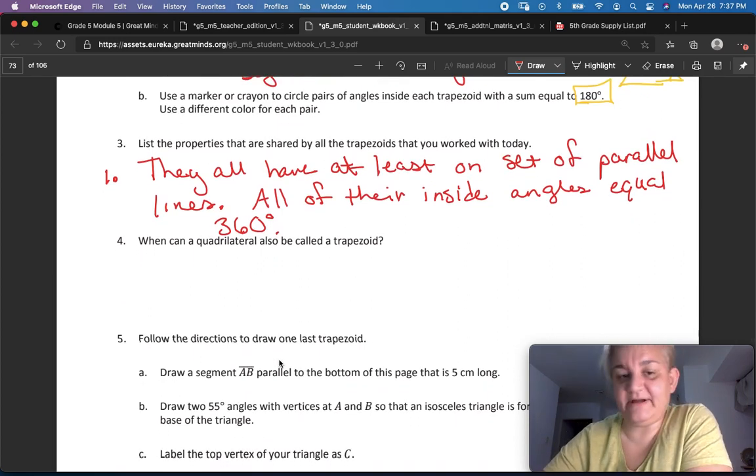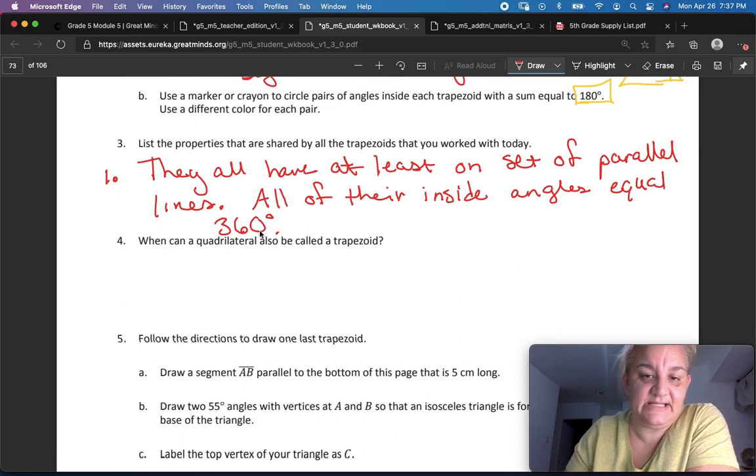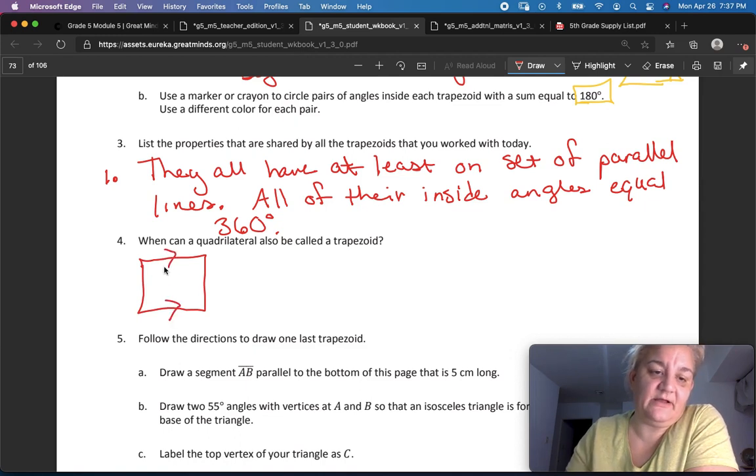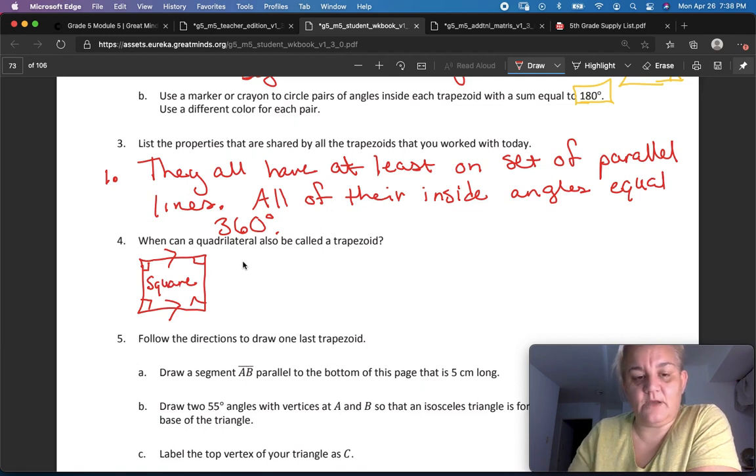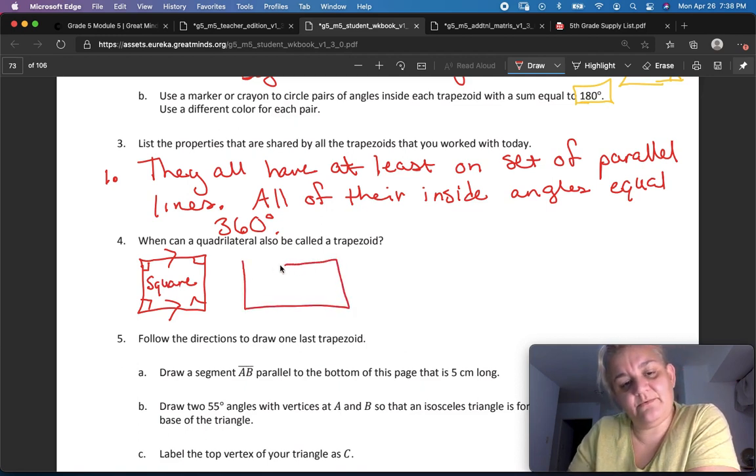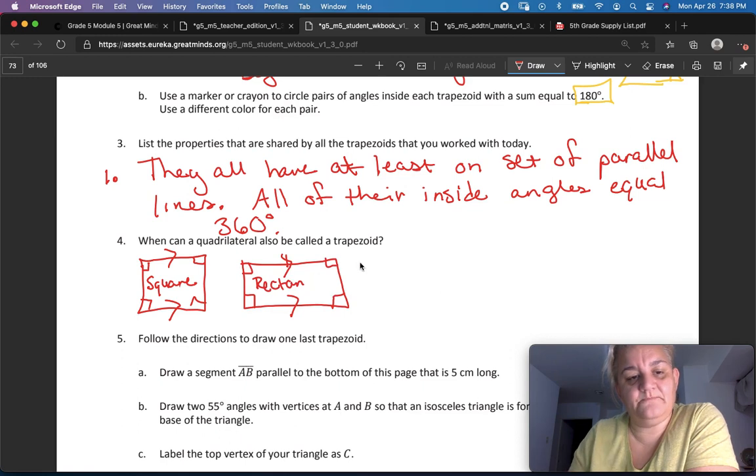Okay, well, if the only criteria is that it has to have 360 degrees in it, then a square could be a trapezoid because this one and this one are parallel and all the angles on the inside equal 360, right? So this could be a square, yeah? A rectangle, if the only rule is that at least one side has to be parallel and the insides have to equal 360, well, a rectangle, okay?